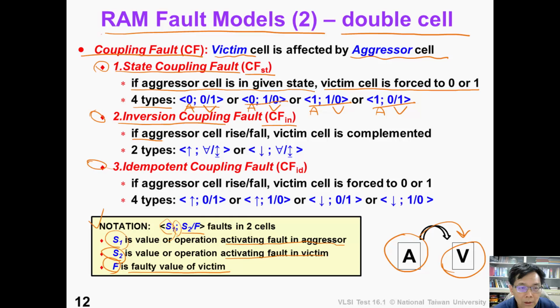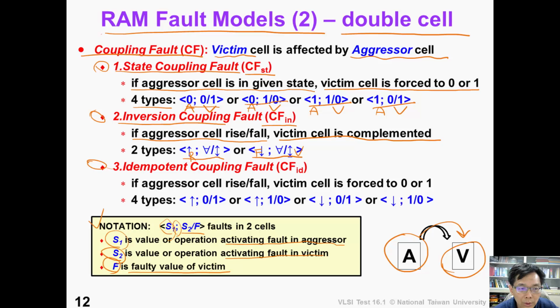CFIN means that if the aggressor cell rises or falls, the victim cell is complemented. There are 2 types of CFIN. The first type means that if there is a rising transition in the aggressor cell, no matter which state the victim is in, it will be complemented. The second type can be checked in the same way. When the aggressor cell is falling, the victim cell will be complemented.